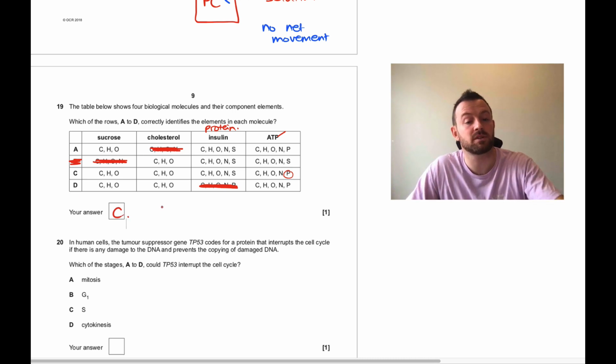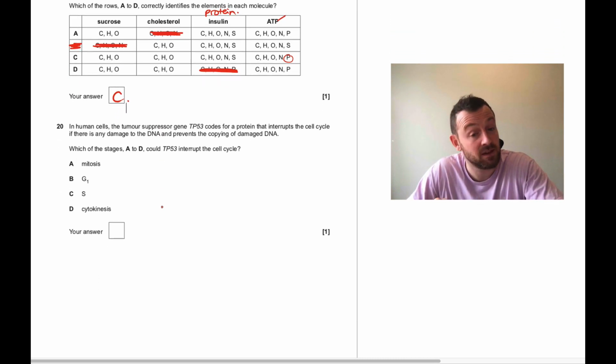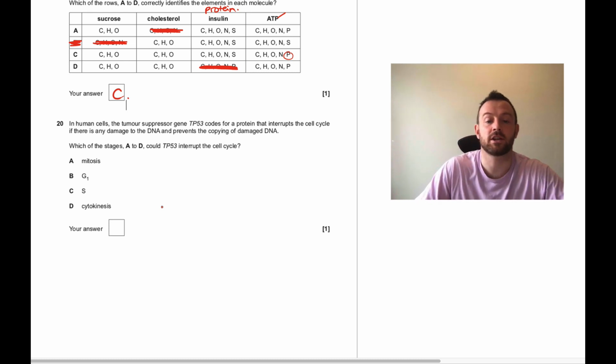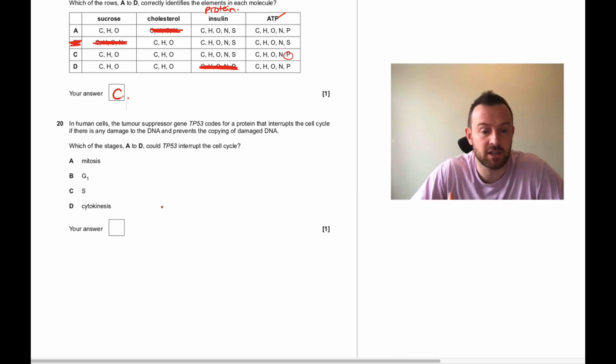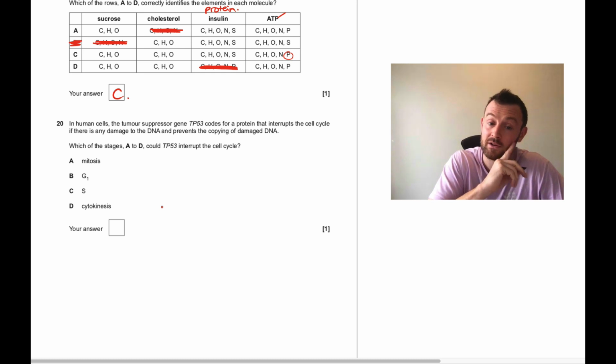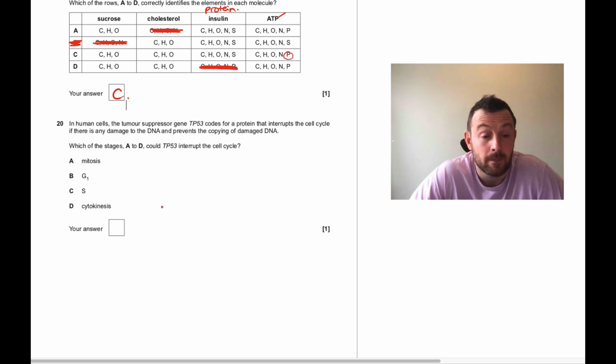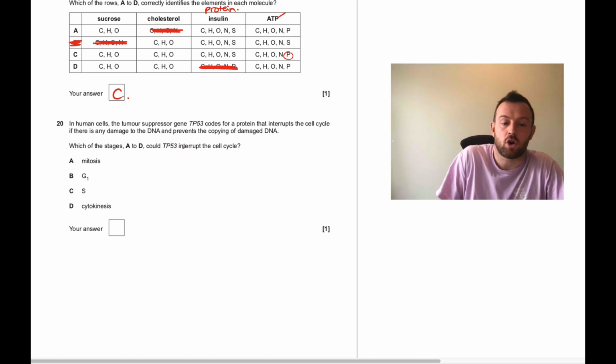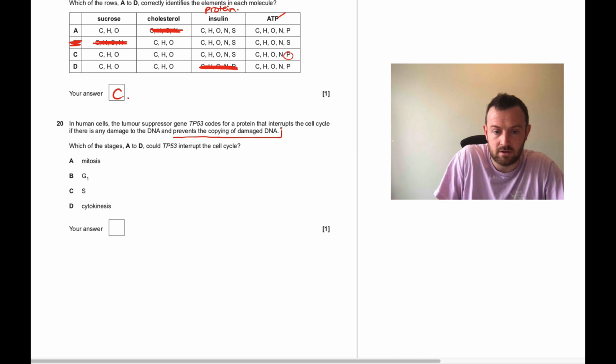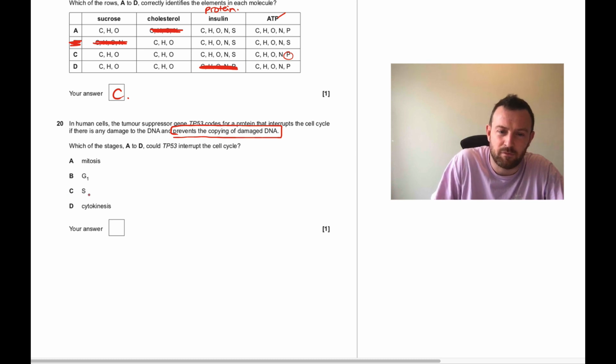20. In human cells, the tumor suppressor gene P53 codes for a protein that interrupts the cell cycle if there is any damage to the DNA and prevents the copying of damaged DNA. In which of the stages could P53 interrupt the cell cycle? Okay, so prevents the copying. This is the key phrase. So P53 has to act before the DNA is copied. So it has to be before S phase. It's not in S phase, it's before S phase.